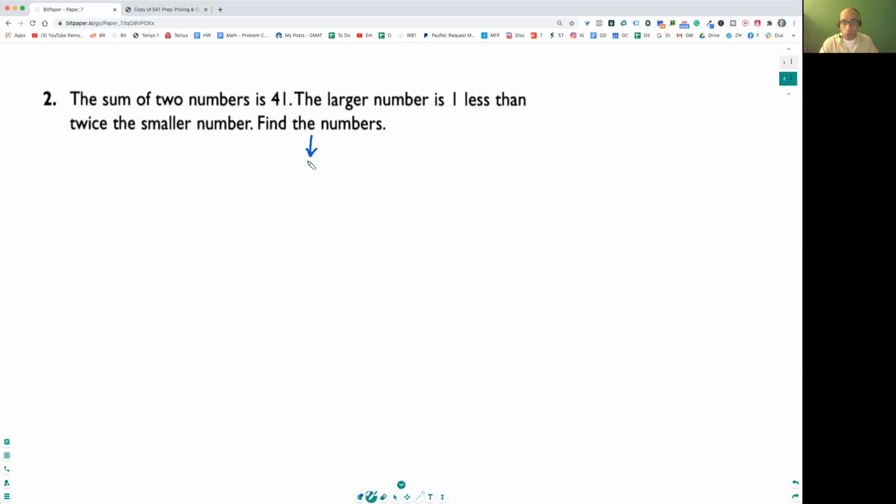So remember, you can do it 2 ways. You can think of them as X and Y, right? And you're given now, how do you do it? You take this, sum of 2 numbers is 41.